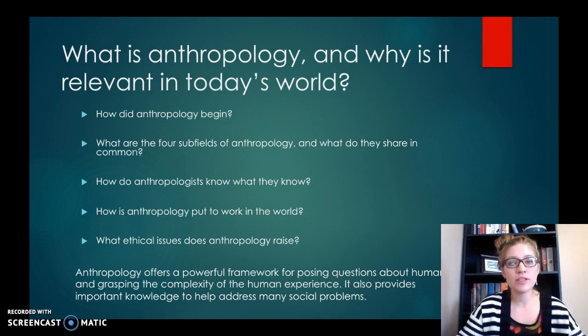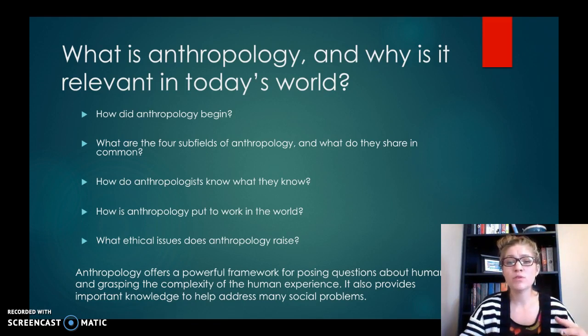Did it begin in the U.S. or did it begin in Europe? Was it an earlier field? Okay. What was happening at the time that influenced the development of the field? I mentioned in the intro video that there are 4 subfields, so we're going to talk about what are those 4 subfields. They're biological or physical anthropology, cultural anthropology, linguistic anthropology, and archaeology.